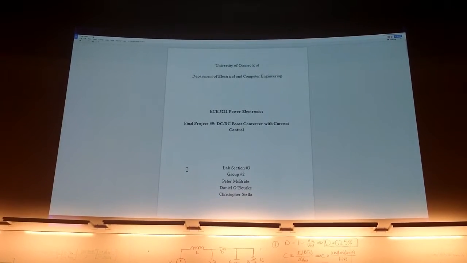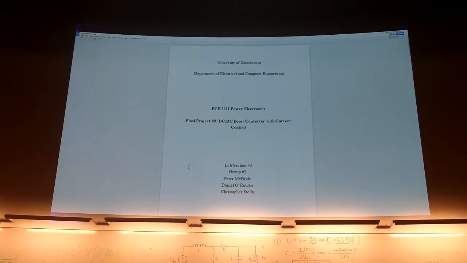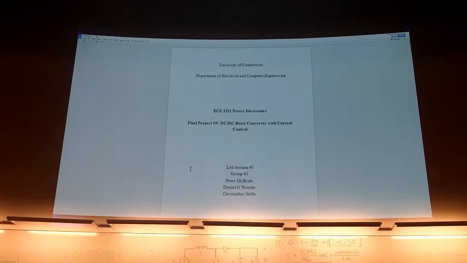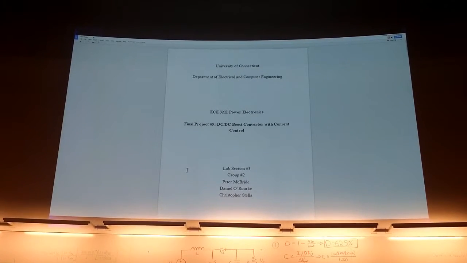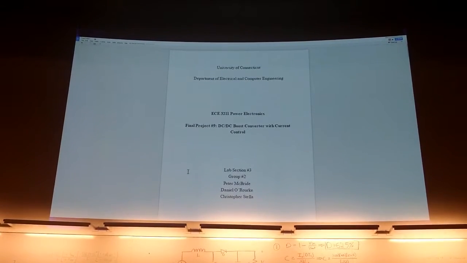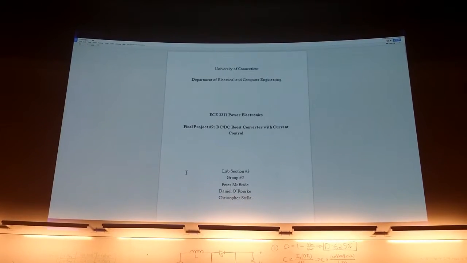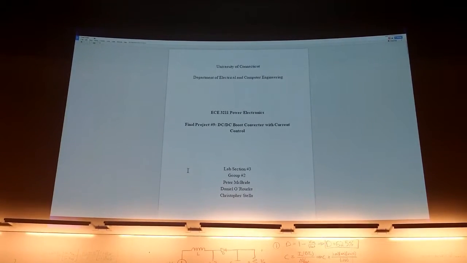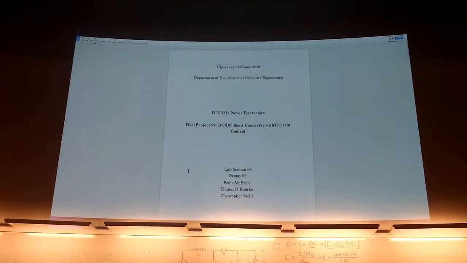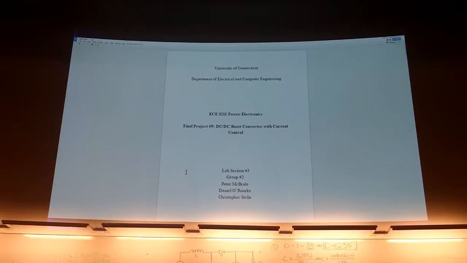Our product was a DC to DC boost converter with current control. One of the benefits of current control is its immediate dynamic response, whereas a voltage control circuit has a delayed response. Current control circuits are optimal for constrained input voltage, such as our DC input voltage. Voltage control circuits are used for varied input voltages.